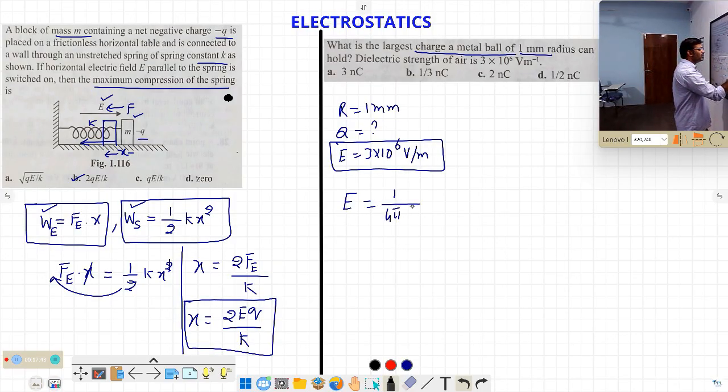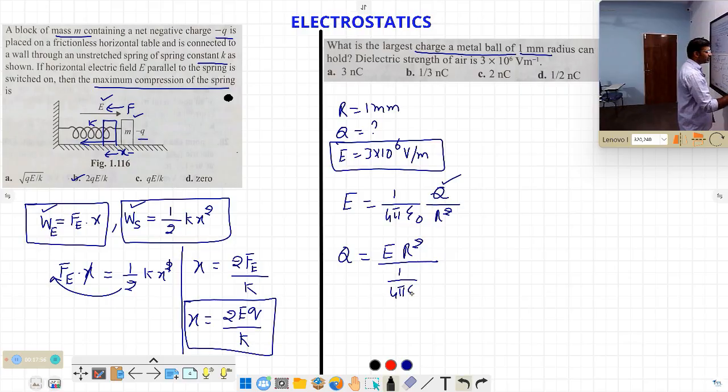1 by 4 pi epsilon naught, that is Q by R square is the formula. Here our requirement is Q. So Q is equal to what I can write? E into R square by 1 by 4 pi epsilon naught. So what is E value? E value is already very clearly given, that is electric field strength 3 into 10 power 6.